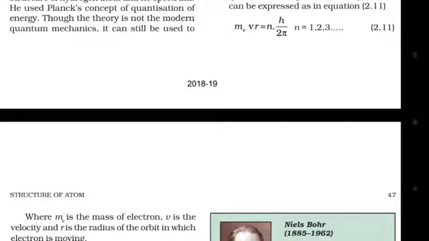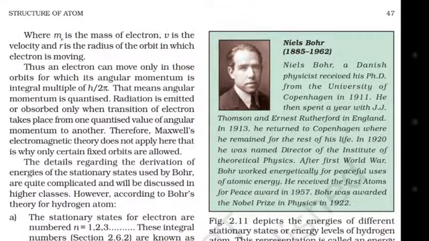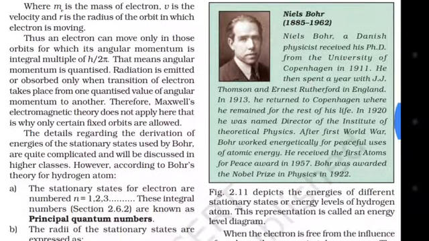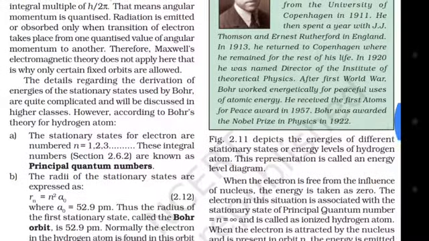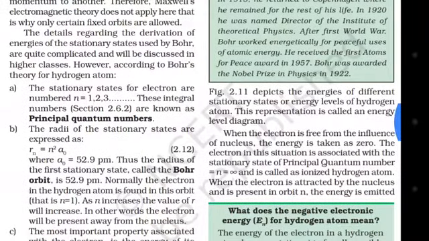v is the velocity and r is the radius of the orbit in which the electron is moving. Thus, an electron can move only in those orbits for which its angular momentum is an integral multiple of h by 2 pi. That means angular momentum is quantized. Radiation is emitted or absorbed only when transition of electron takes place from one quantized value of angular momentum to another. Therefore, Maxwell's electromagnetic theory does not apply here. That is why only certain fixed orbits are allowed. The details regarding the derivation of energies of the stationary states are used by Bohr in higher classes.